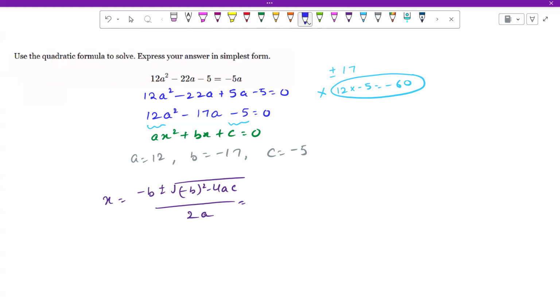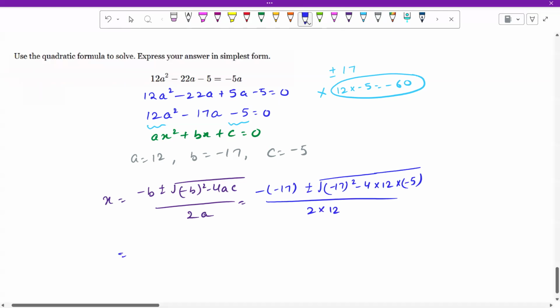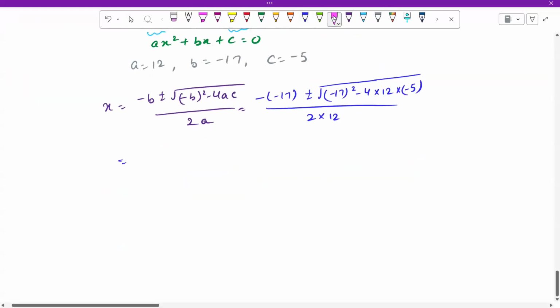All right. So negative b, negative of negative 17, plus minus the square root of negative 17 squared minus 4 times a times c, which is negative 5, over 2 times 12. All right. So this is nothing but 289. Now see how we are multiplying. 12 fives are the something with which 0 can come up at the end. That is the easiest to solve with. So that's why we are going with either 5 fours or 12 fives.